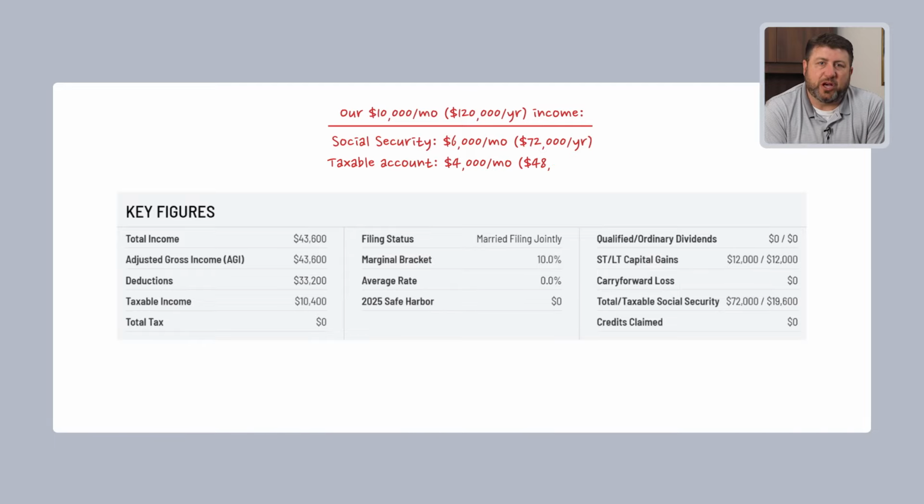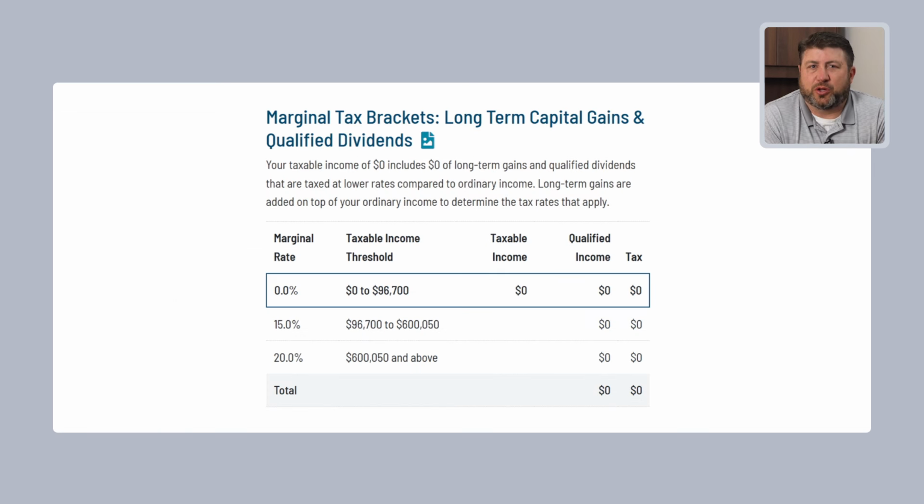If we assume that of the $48,000 we take from our portfolio, 50% or $24,000 is considered capital gains, then according to our tax report, we are paying zero in taxes to generate our $10,000 per month paycheck. This is because of our low taxable income of $10,400, 0% of capital gains are taxed. Sounds good, right? Yes, for the short term, but not necessarily for the long term.